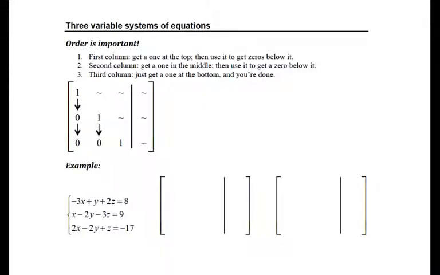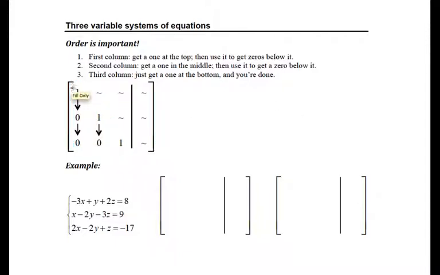In order to solve a three-variable system of equations using matrices, we're going to start by setting up this matrix, and our goal again is to get it into row echelon form, which is the form that we see here with ones along the diagonal, zeros below the diagonal, and everything else just comes out to be whatever it's going to be. We don't try to control the other numbers.